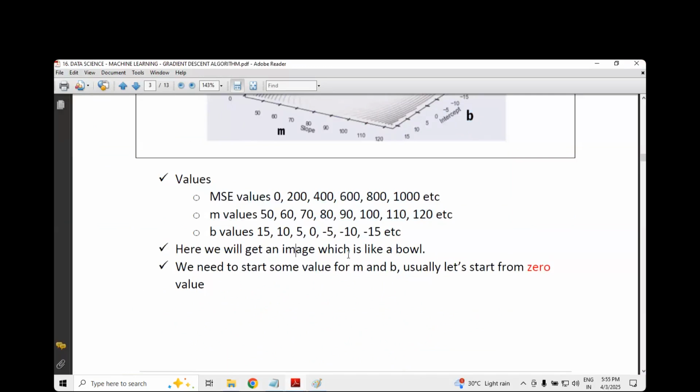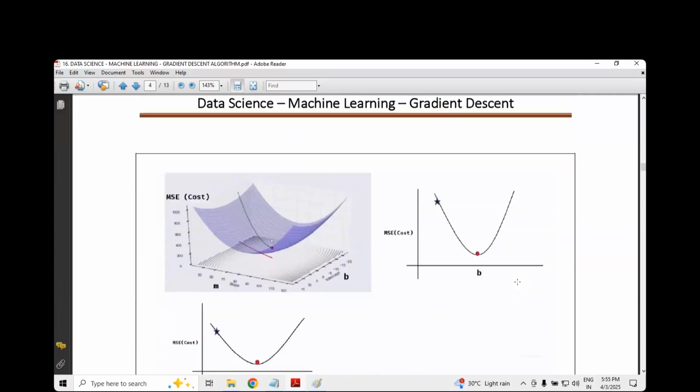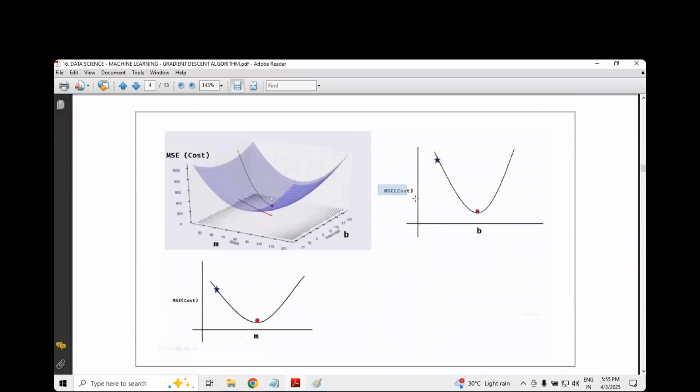Here we'll get an image which is like a bowl shape, and we need to start with some value for M and B. Usually it starts from what exactly? 0. M and B are nothing but parameters. Update the parameters, right? MSE with respect to B and MSE with respect to M, right? From here, this point is a really very good point, and from here to this point is what exactly? Very good point actually.